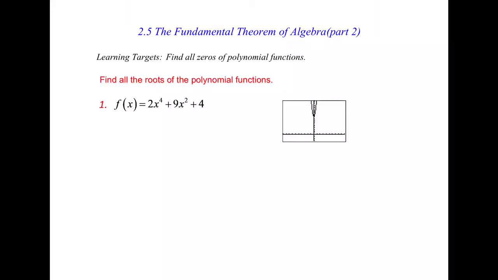Welcome to section 2.5, the Fundamental Theorem of Algebra, part 2. In part 2, we're just going to look at 4 examples of solving and finding all roots of polynomial functions using different methods. The first example, f of x equals 2x to the fourth plus 9x squared plus 4.